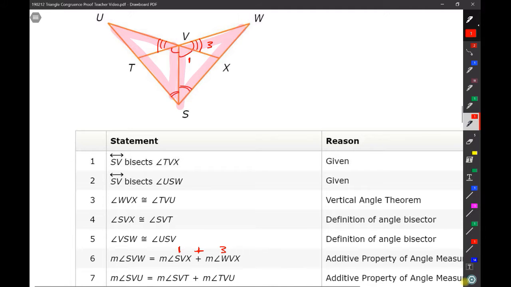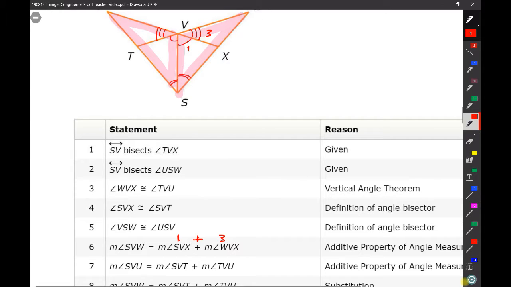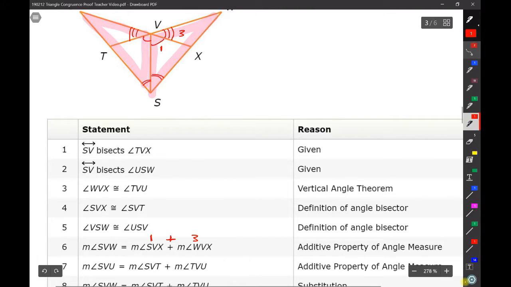I'm just going to try to clarify this a little bit for you. Now look at the next line. And by the way, this is the reasoning for that. Check this out. Additive property of angle measure. What that means is angles were added together. Think about it. That's pretty straightforward, right? Angle measures were added together. That's what we did. We took whatever degree this is and added it to this one, and we came up with the total amount, 1 plus 3.